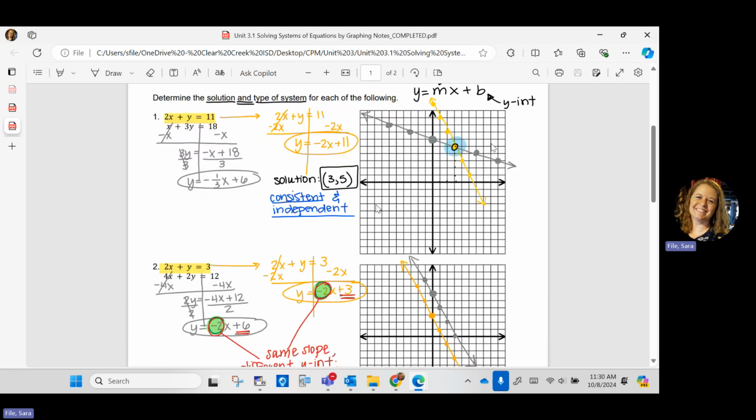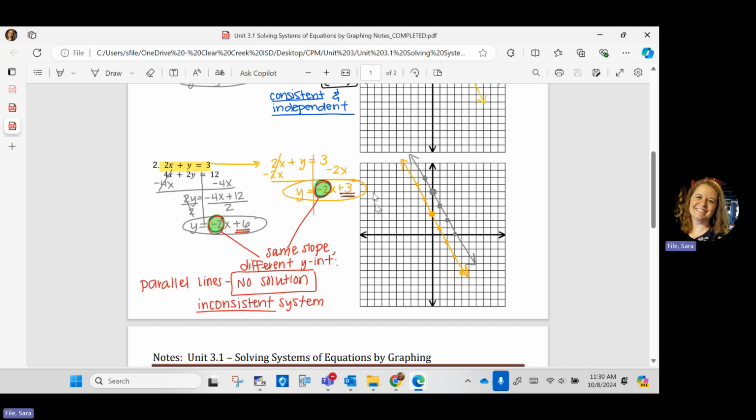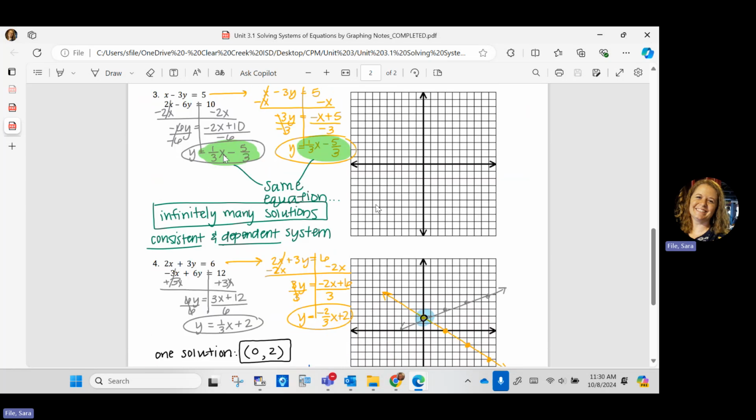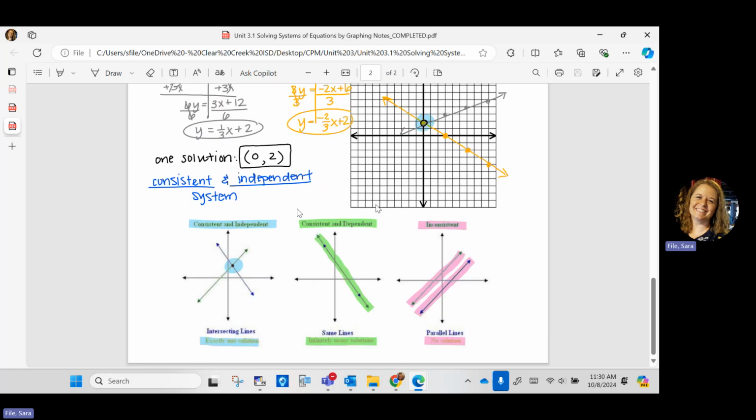So you'll either have a system that intersects at one point, and that point is your solution, or you'll have parallel lines, which means there's no solution, or you'll have two that are identical. They end up being the exact same line, the same equation, and there's infinitely many solutions. Those are the three possibilities when graphing of what they could look like.